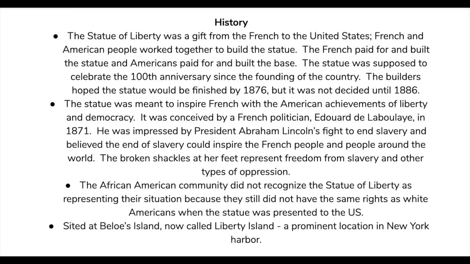The broken shackles at her feet represent freedom from slavery and other types of oppression. The African American community did not recognize the Statue of Liberty as representing their situation because they still did not have the same rights as white Americans when the statue was presented to the United States. Sited at Bedloe's Island, now called Liberty Island, a prominent location in New York Harbor.